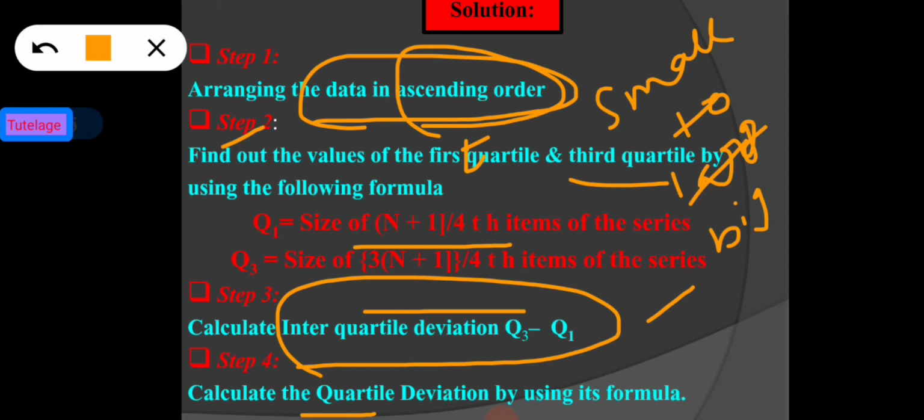Now going to the solution of this problem. Here we are discussing only some steps to solve the problem. The first one is arranging the data in ascending order. Second, find out the values of Q1 and Q3. Then calculate the interquartile deviation, Q3 minus Q1, and step 4 is to calculate the quartile deviation by its formula. So now going to the solution.